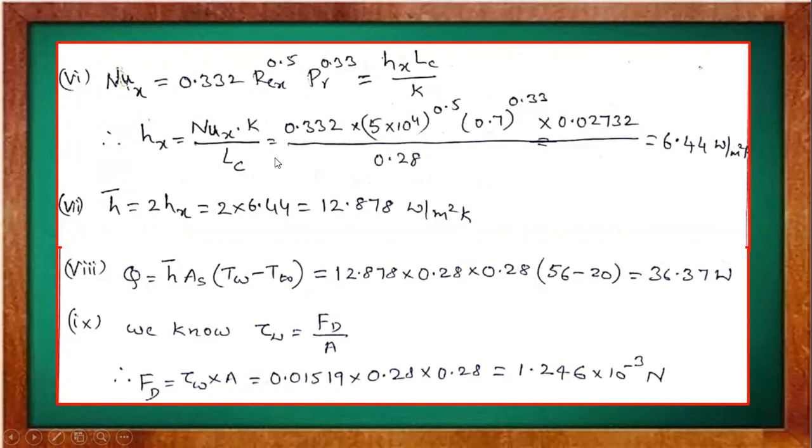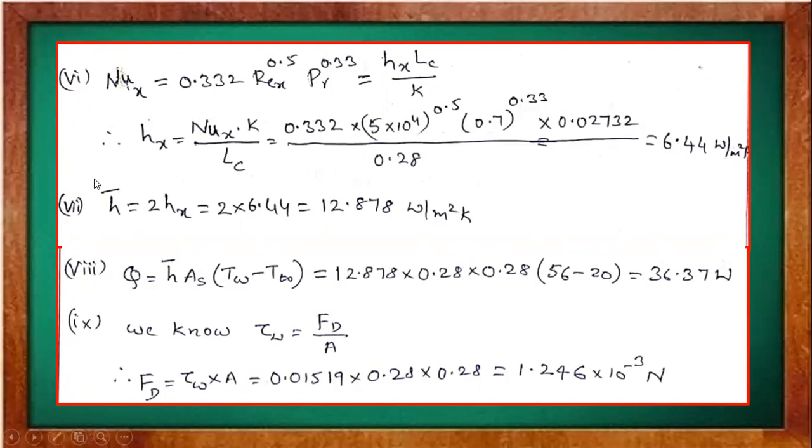So this hx is equal to Nusselt number, which is given as 0.332 into Re, that is 5 into 10 power of 4, power 0.5, multiplied by Prandtl number, that is 0.7 power 0.33. That is multiplied by k, the conductivity value, divided by the characteristic length, which is 0.28 meters. So you get the value as 6.44 watt per meter square Kelvin. So this is the local heat transfer coefficient. That means the heat transfer coefficient at a distance of 280 mm.